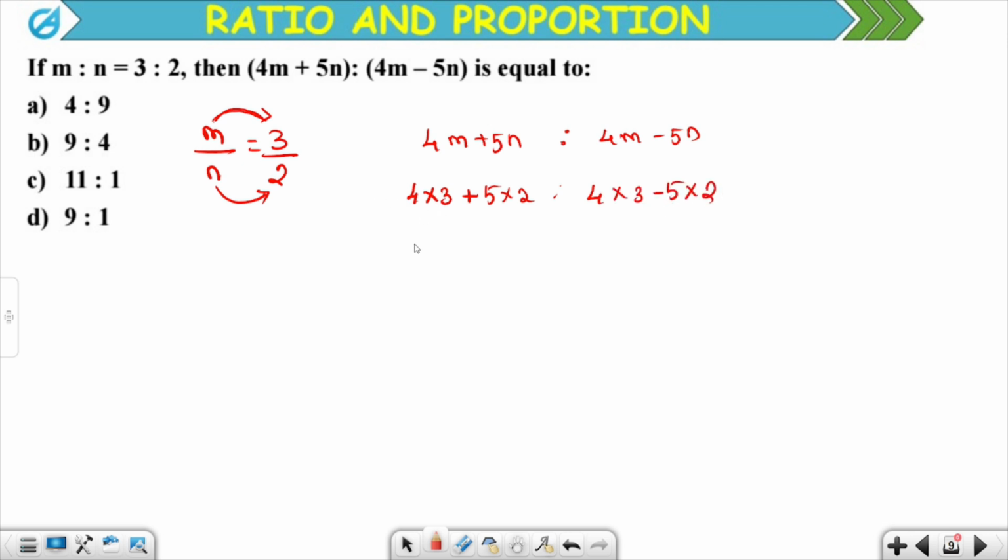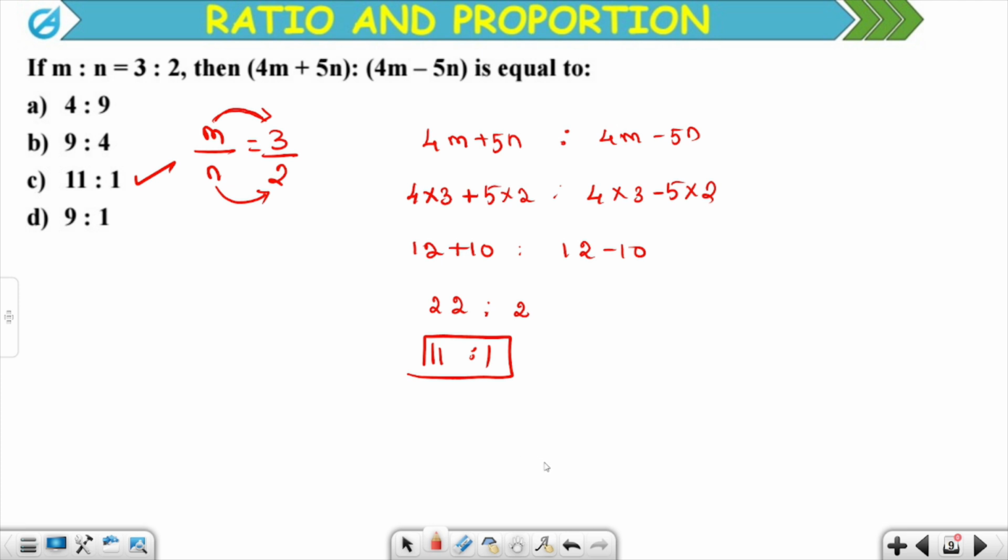So 4 threes are 12. So 5 twos are 10. So 12 plus 10. Similarly, here 12 minus 10. So 12 plus 10 is nothing but 22. 12 minus 10 is nothing but 2. So if I cancel, 11 is to 1. So the ratio of 4m plus 5n is to 4m minus 5n is nothing but 11 is to 1.